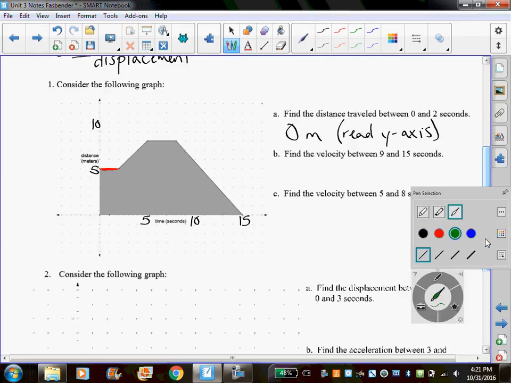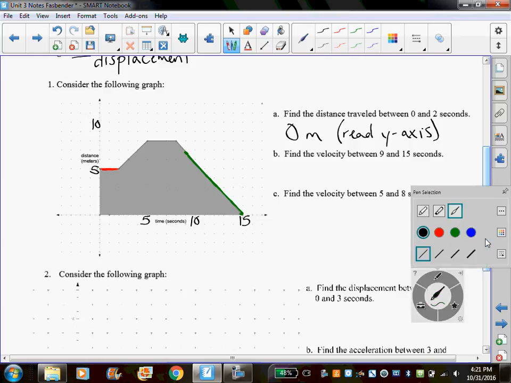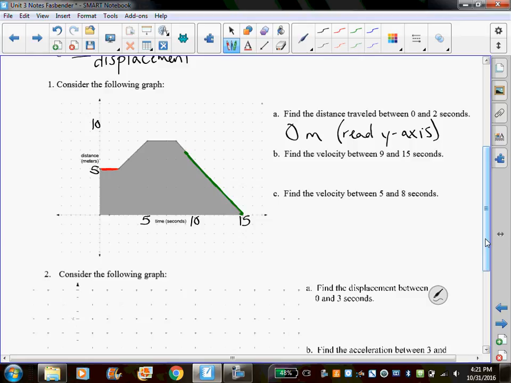Now we want to find the velocity between 9 and 15 seconds. So 9 is about right there, 15 is right there. So we're talking about this part of the motion. Now velocity is the slope of a position versus time graph, so I just have to figure out the slope of this line. I don't exactly know what coordinate that is, but I definitely know what coordinate that is. This definitely seems to be 8, 8. This coordinate seems to be 15, 0.